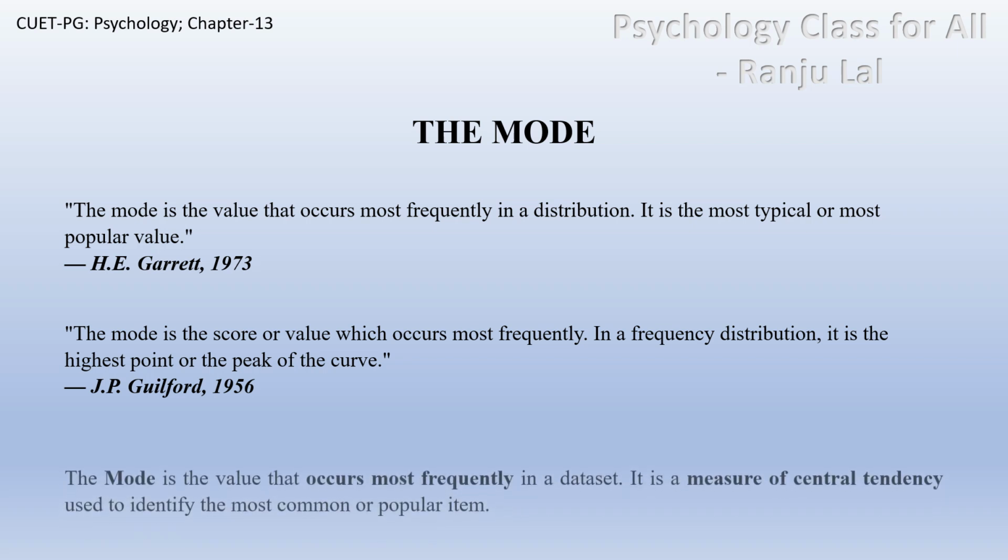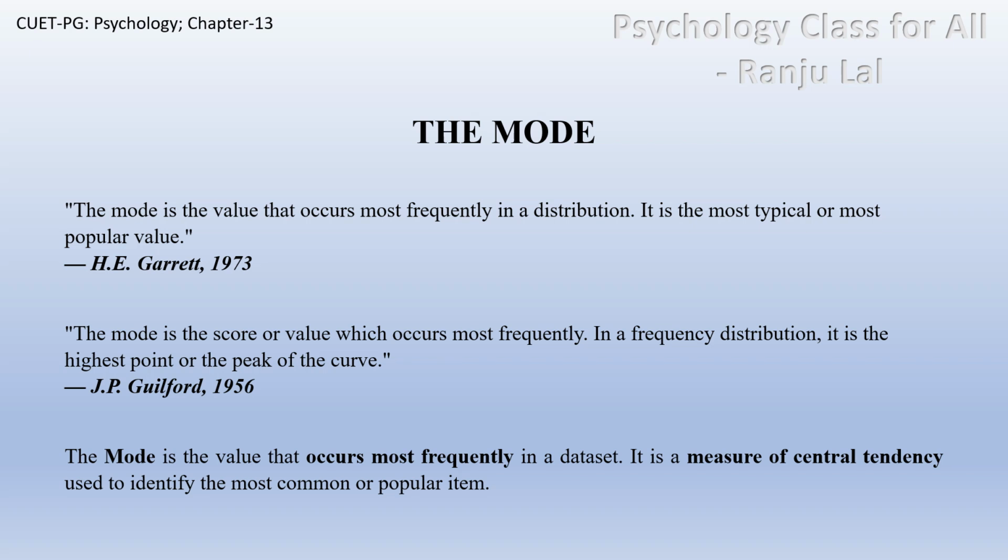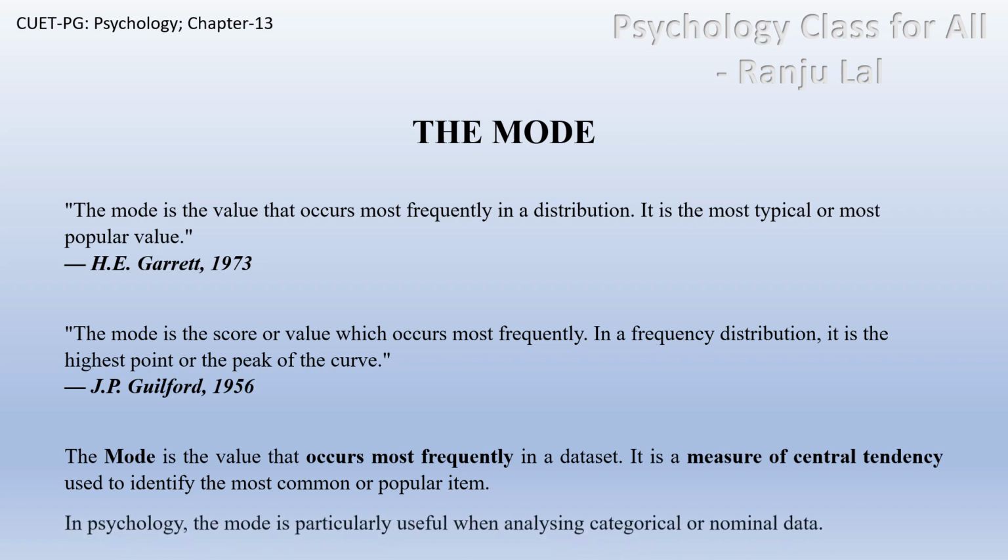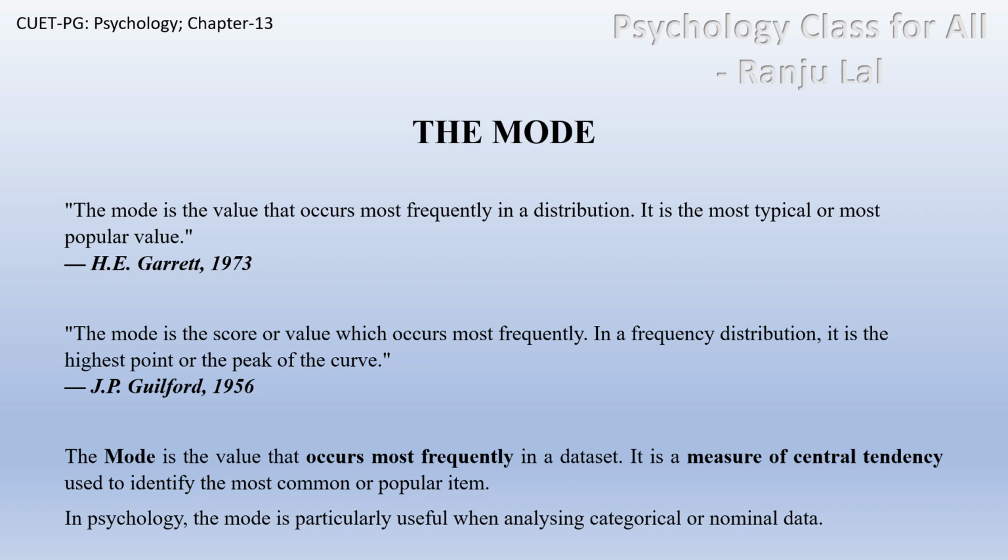So on the basis of these definitions, it can be concluded that the mode is the value that occurs most frequently in a dataset. It is a measure of central tendency used to identify the most common or popular item. In psychology, the mode is particularly useful when analyzing categorical or nominal data, for example the most common diagnosis or any preferred therapy, etc.